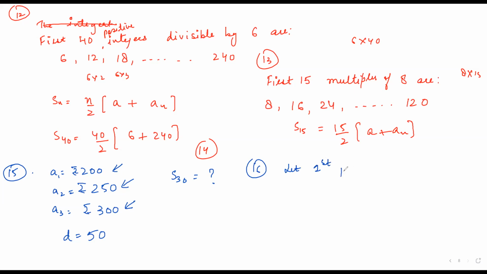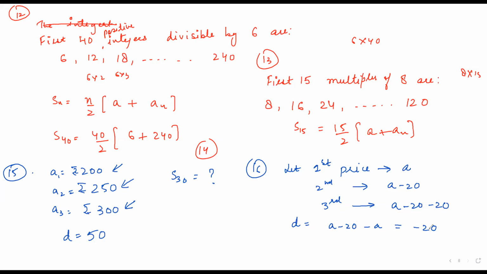First write the terms. Let the first prize be A. So the second prize will be how much? A minus 20 rupees, clear? And the third prize will be A minus 20, again minus 20, like that. So this will give us our D. So D will be, you can subtract second minus first, so A minus 20 minus A, that is minus 20. Now you have to find the value of each of the prizes.